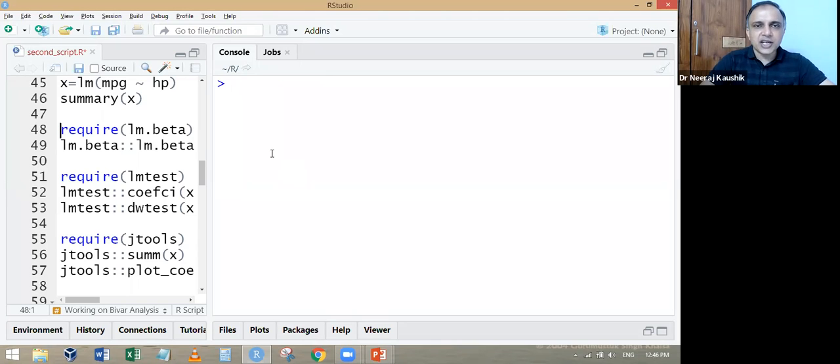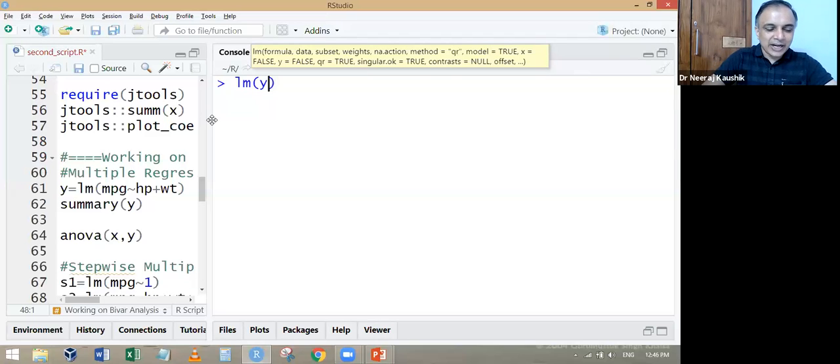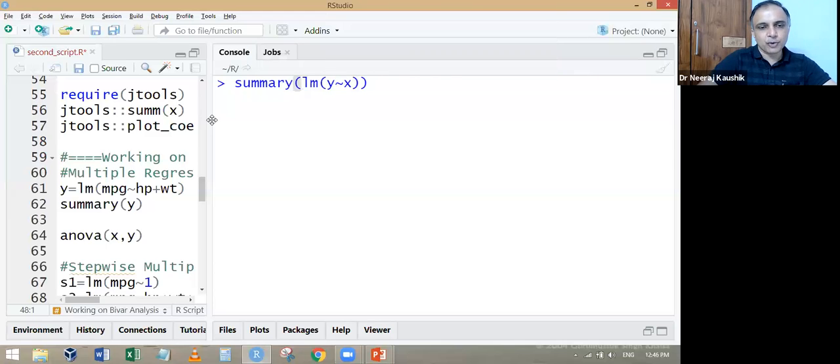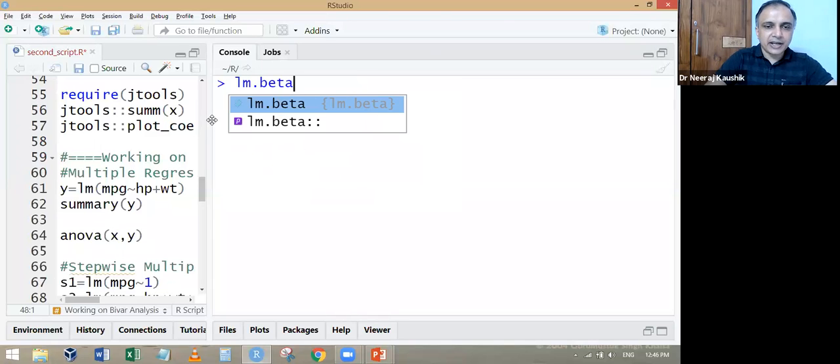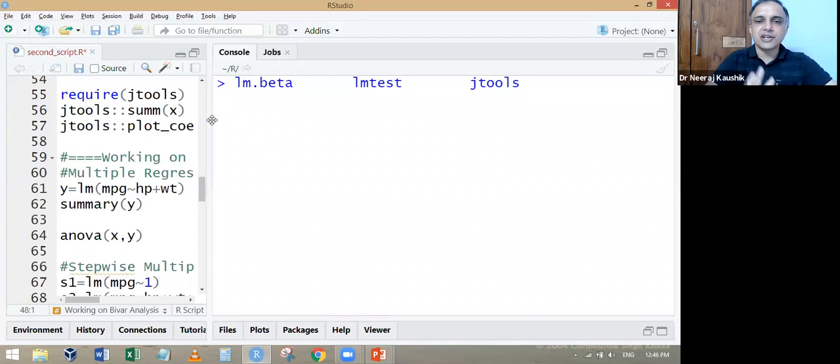Those who want SPSS-like output, for that, there is another package called JTools. So if you feel that there are so many packages, no, not in fact. The name of the command was LM, Y depends on X. The second thing was, instead of doing this, we prefer summary of this Y depends on X. This is the way we will get all output. Then 3 are the packages I told you. LM.beta is one package. LM test is another package. And JTools is the third package. These are the 3 packages I have recommended.